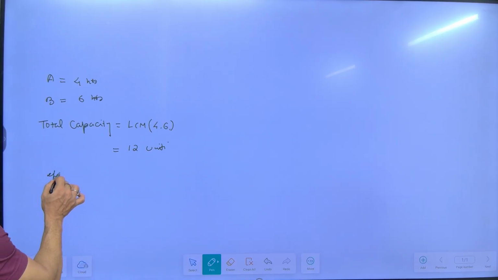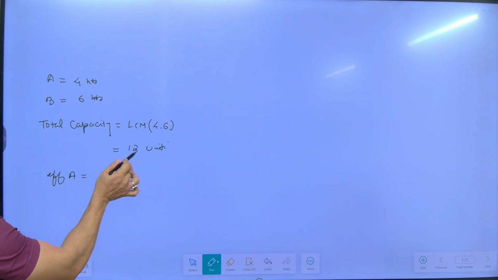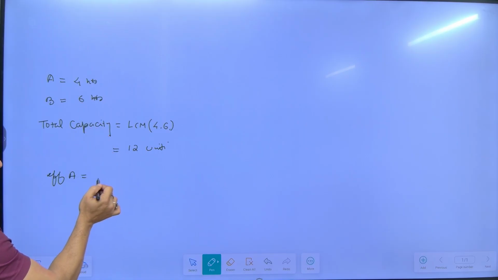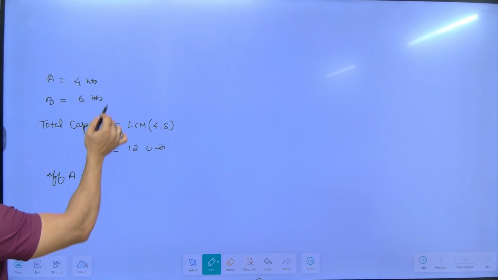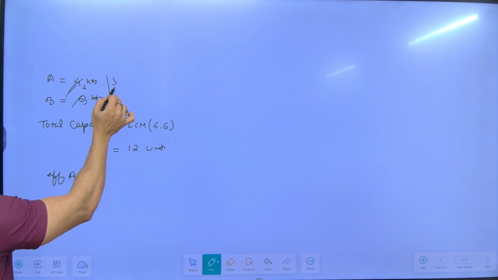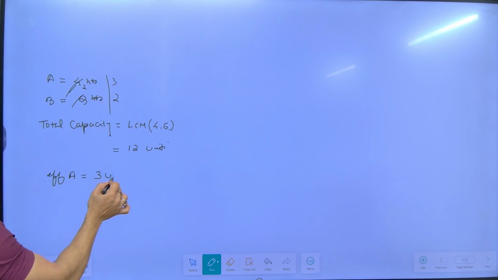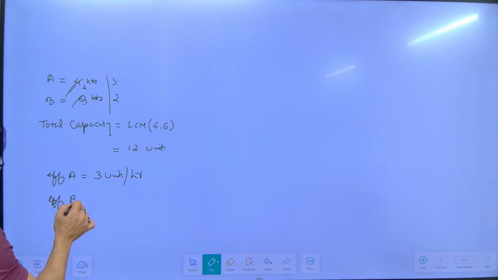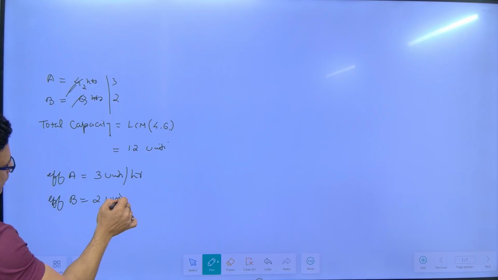What is the efficiency of tap A? 12 by 4. Or if there are 2, cancel it. 2, 3, 3, 2. Directly write 3 units per hour. And the efficiency of B? 2 units per hour, right?